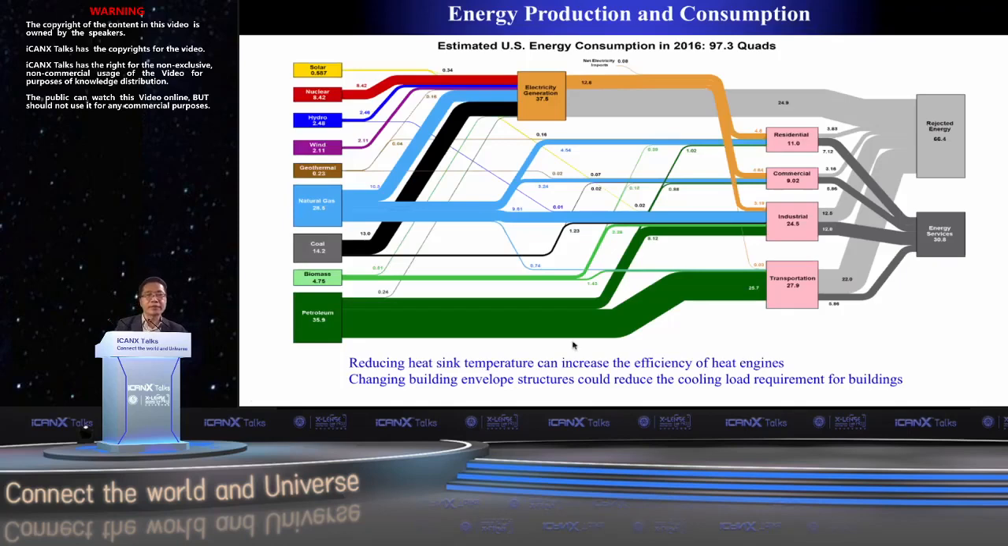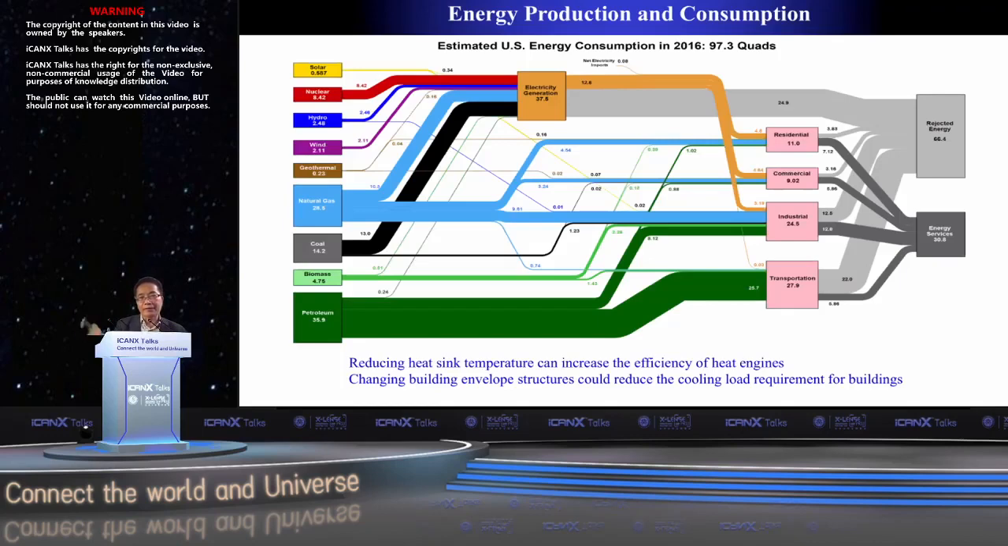Now, this is a really popular chart. Most big talks use this slide. Basically it shows thermal engineering is really important, right? Because most of the electricity is generated by thermal engineering. But I wanted to articulate one single point here in terms of electricity generation.